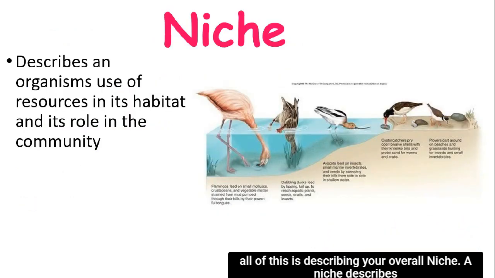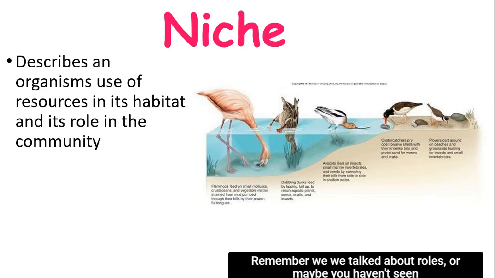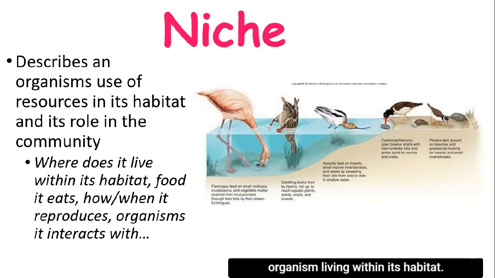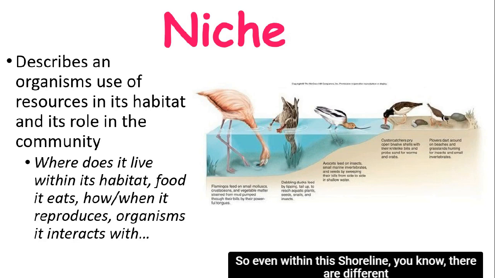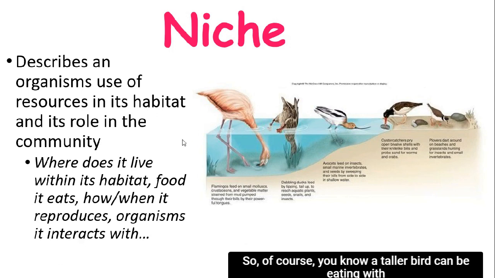A niche describes an organism's use of resources in its habitat and also looks at its role in the community. Remember, we already talked about roles of organisms in their communities, or maybe you haven't seen that video yet. So a niche is looking at where this organism lives within its habitat. Even within this shoreline, there are different types of habitats, depending on the organism itself. Of course, a taller bird can eat in the shallow end, whereas a small one really can't.